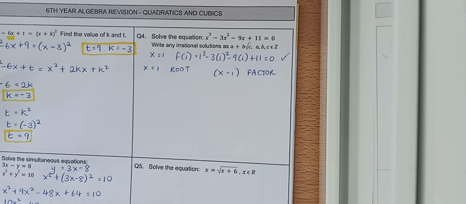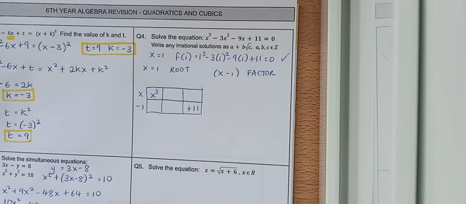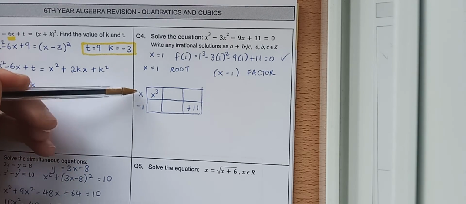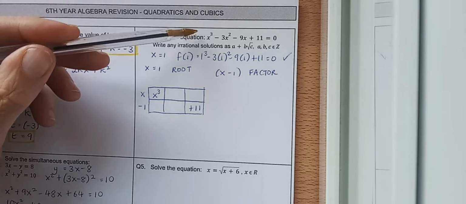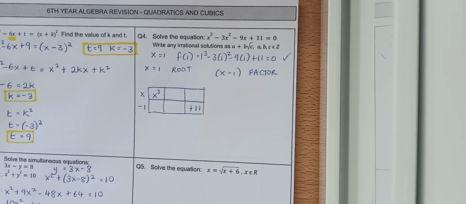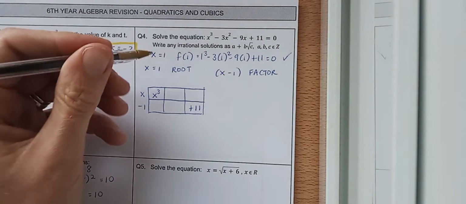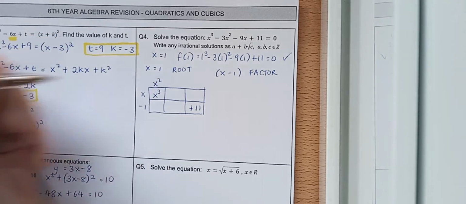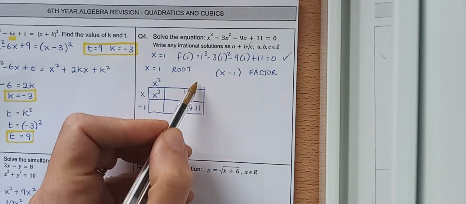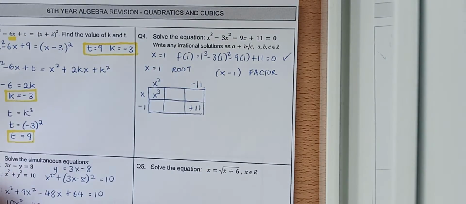Now we go to the array, and I'm setting up my array with my factor x minus 1 on the outside and the first and last terms from the cubic inside in the array. And then I'll proceed to complete that. So I'm going to put x squared here to make the x cubed on the inside. Minus 1 by minus 11 is going to go up here. I'll fill in these boxes then.